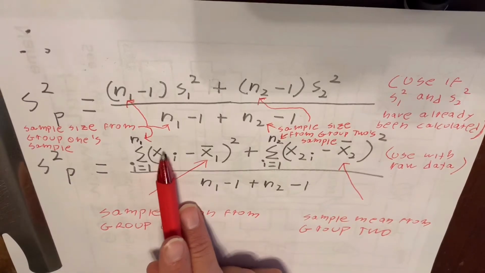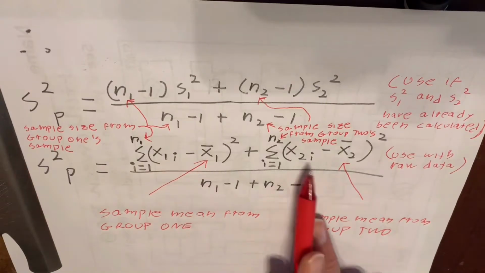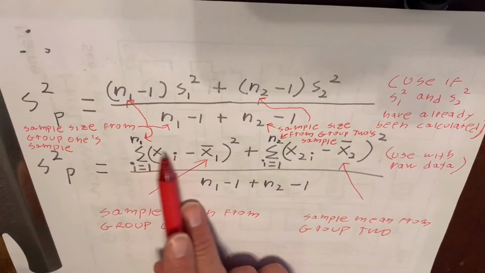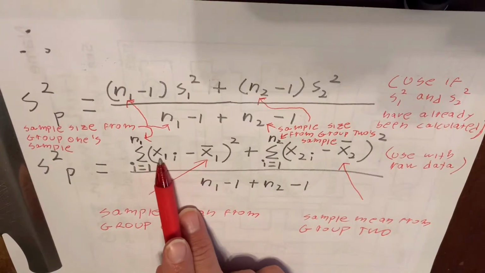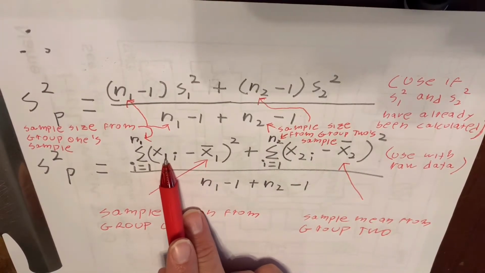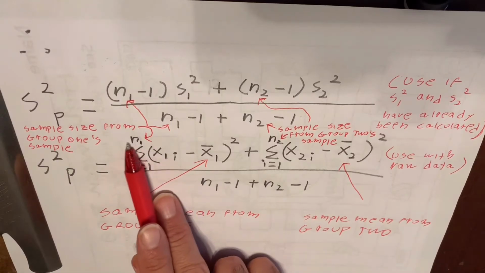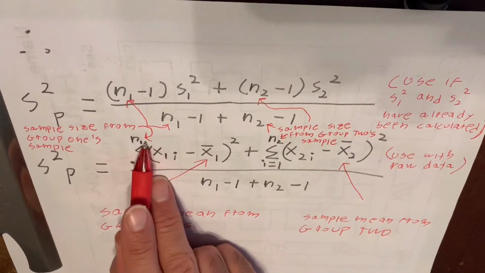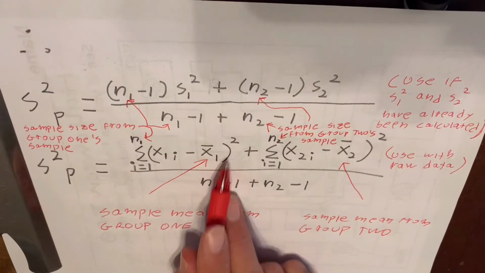Now I want you to notice here that this is x sub 1i, and this is x sub 2i. So this indexed variable represents the first observation from group 1, the second observation from group 1, the third observation from group 1, the fourth observation from group 1, till we get to the last observation. And notice this is n sub 1. This is the sample size of group 1. Notice how this is indexed.